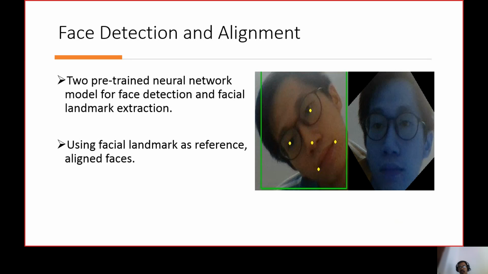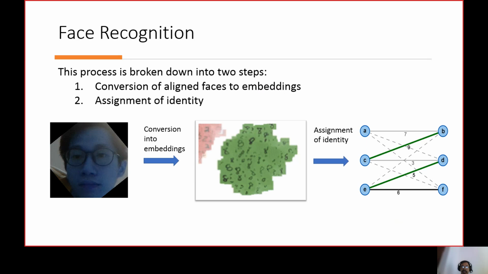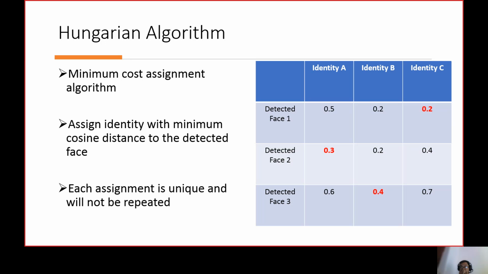First of all, the image needs to be aligned. After it is aligned, it will be converted into the 128 factors. Then from the 128 factors, we measure the triplet loss. The one that has the minimum loss is considered as the face in the system. For the loss itself, we are using the Hungarian algorithm here.